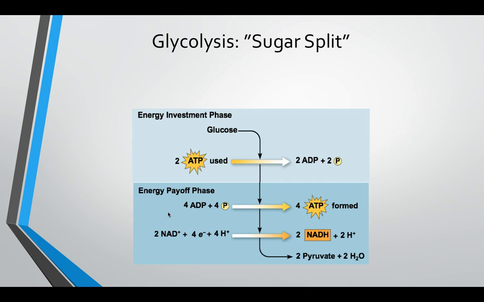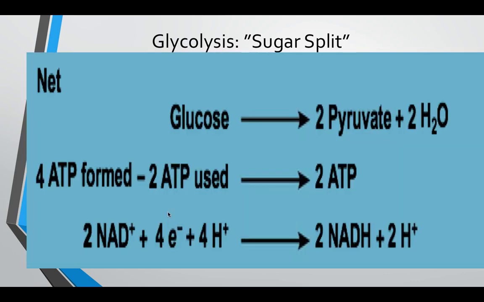And I'm also going to produce 2 reduced nicotinamides, NADH. I'm going to end up with 2 nicotinamides and 2 pyruvates. So the net products of glycolysis would be your 2 pyruvates, and then I'm going to make 2 water molecules as a byproduct as well. I'm going to have 4 ATP formed. 2 of them were used to start the process, so I'm going to net 2 ATP. And then I am going to have 2 reduced molecules of nicotinamide, NADH, as well as 2 protons.